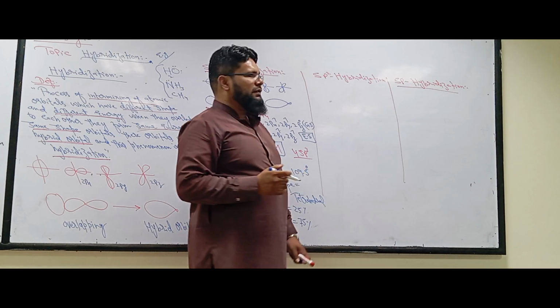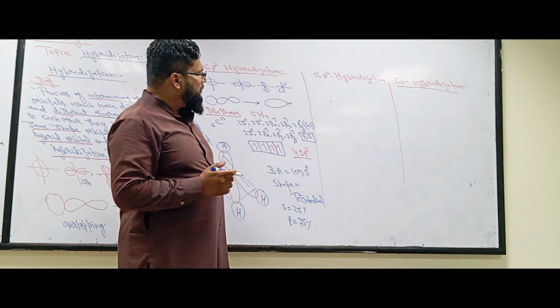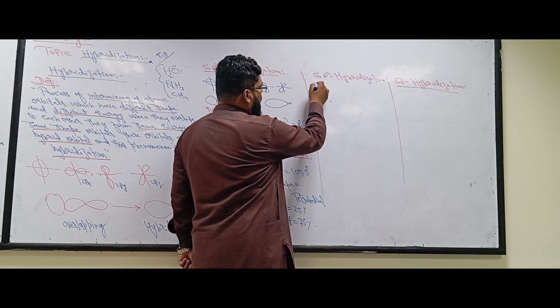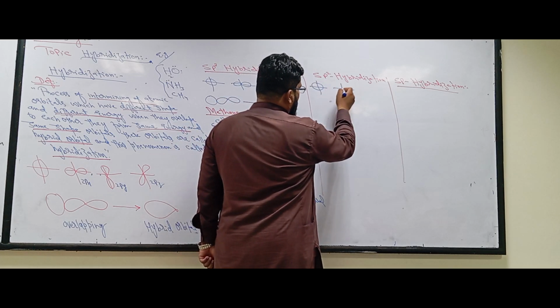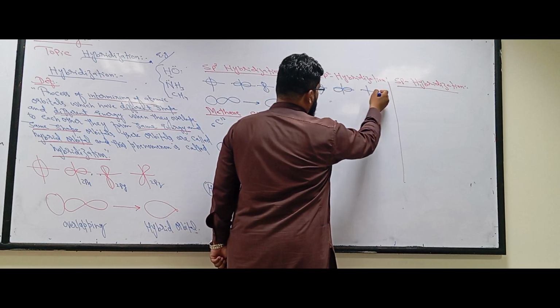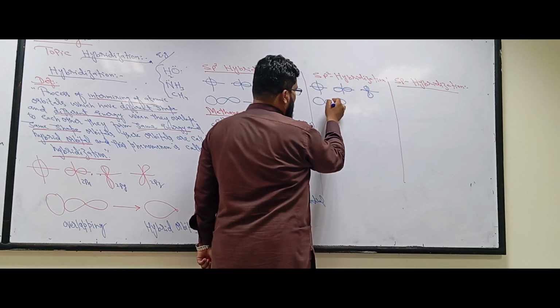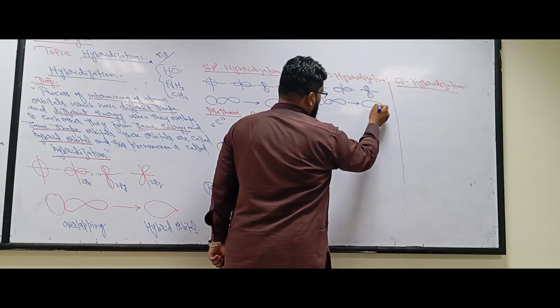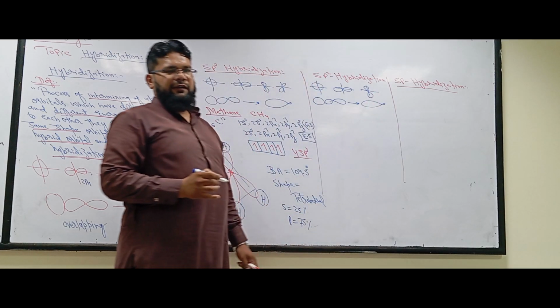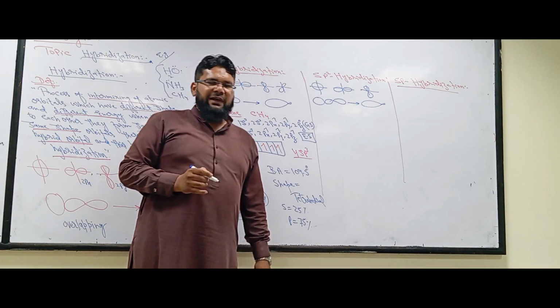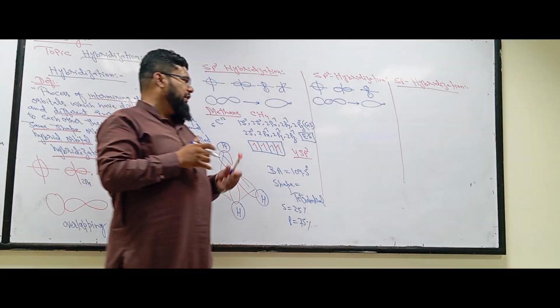Now I am drawing the structure of sp2 hybridized orbital. What is meant by sp2 hybridized orbital? When one s and two p atomic orbitals overlap to each other, they form three new hybridized orbitals. Such hybridization is called sp2 hybridization. In sp2 hybridization, the best example is ethene.